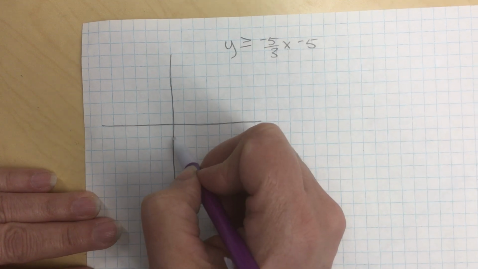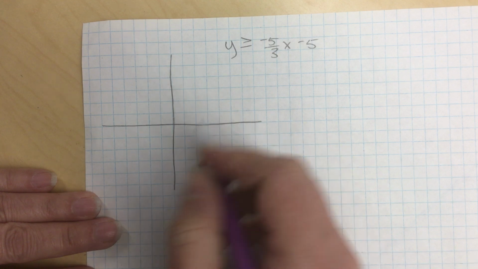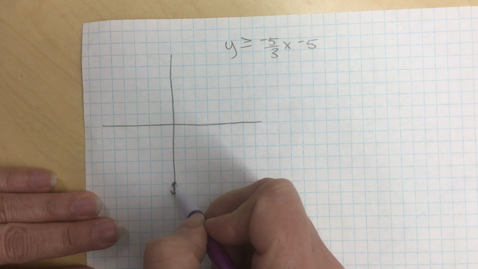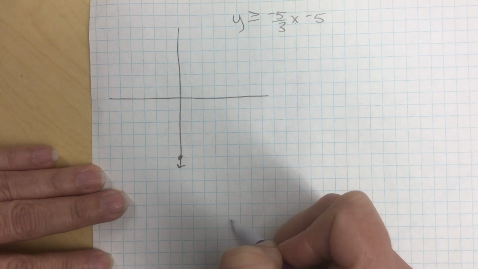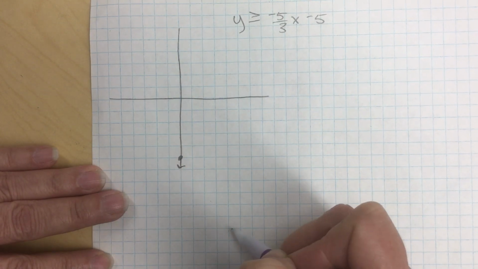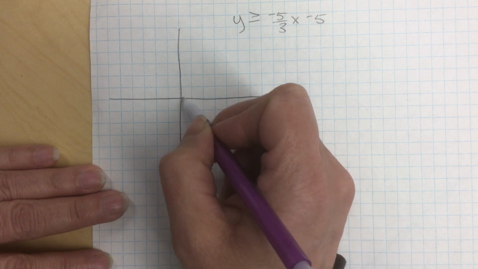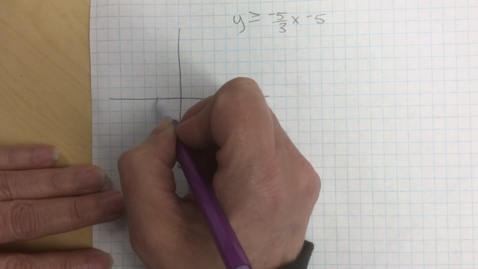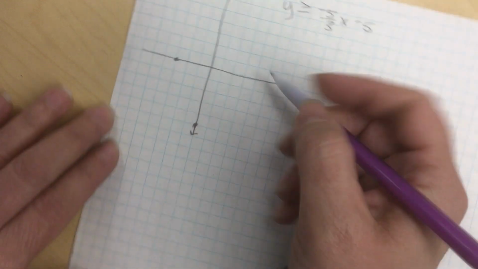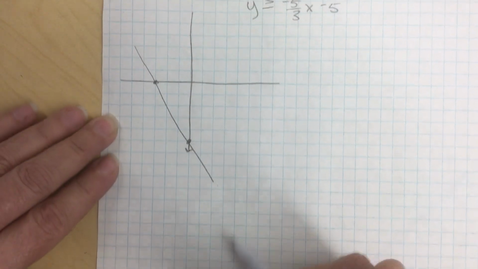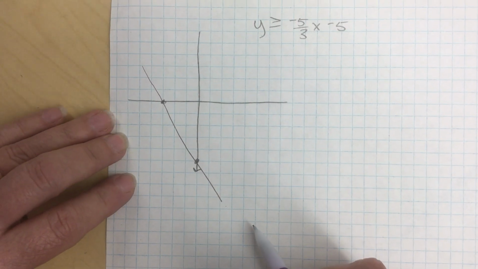So go down to -5, 1, 2, 3, 4, 5. And then the slope is -5/3. Normally you'd go down 5 over 3, but that makes it way far off the graph. So I'm going to go up 5, 1, 2, 3, 4, 5, and to the left 3, 1, 2, 3. And so my line is still having a negative slope. Remember, lines that go down that way have a negative slope.